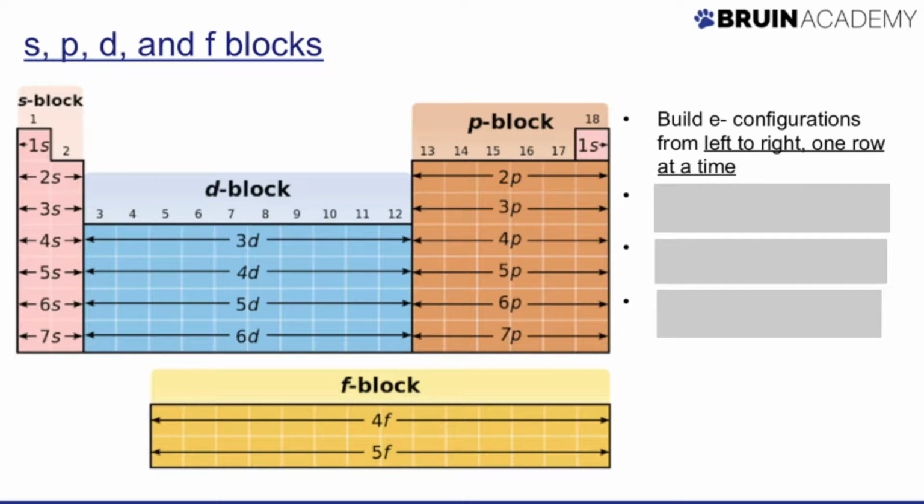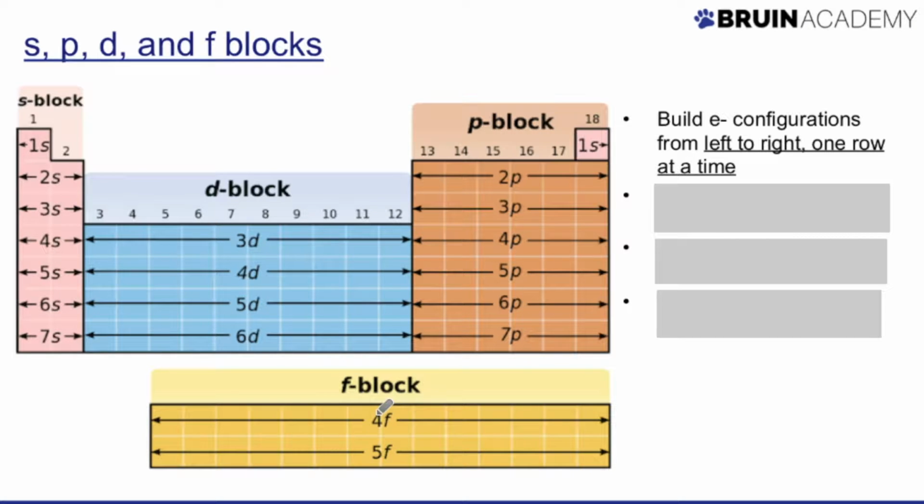So now we know the rules. Let's look at the periodic table and basically figure out what we need to look at when we're solving for an electron configuration. So there's 4 aspects of the periodic table. There's an S block, D block, P block, and an F block. You should remember this for the test.